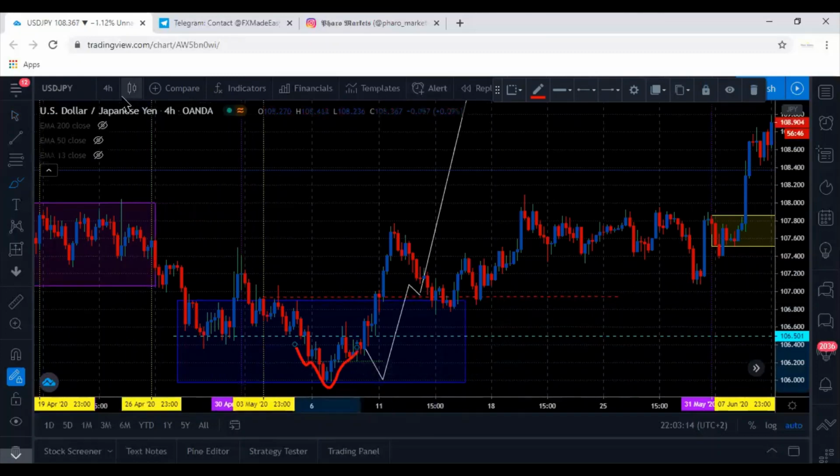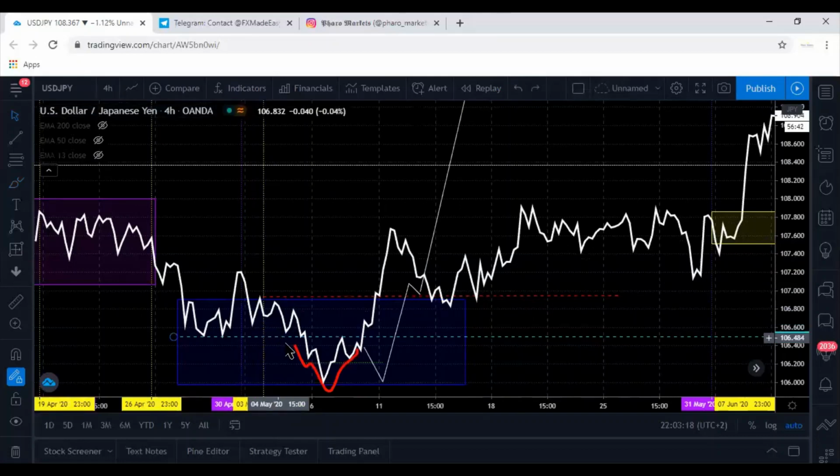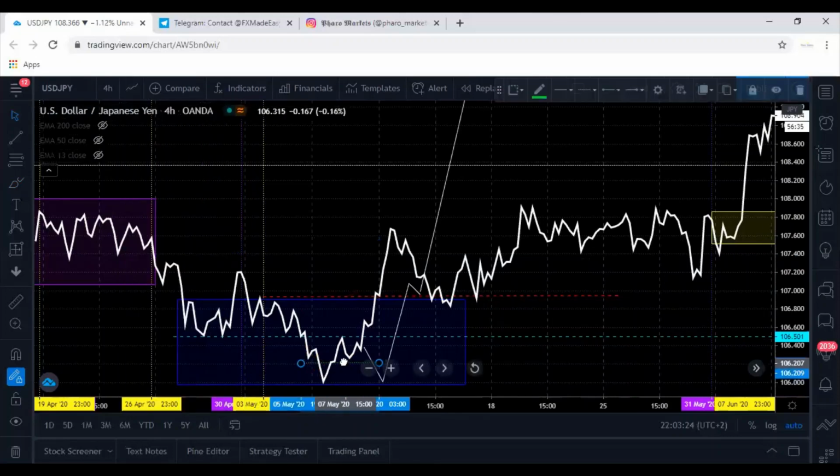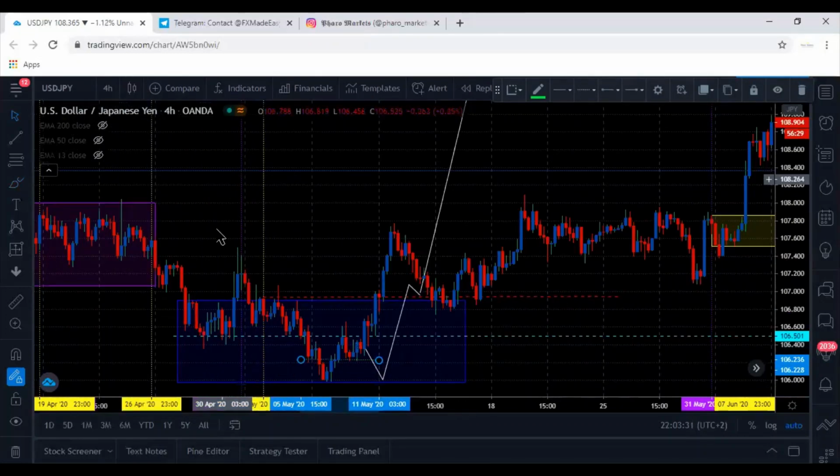So I also marked this level up over here, so you can see if you put this line on the right shoulder, you'll see how price basically came to that point and rejected again. So your entry could have also been taken over here, NFP more or less, if we entered in London or just before New York.